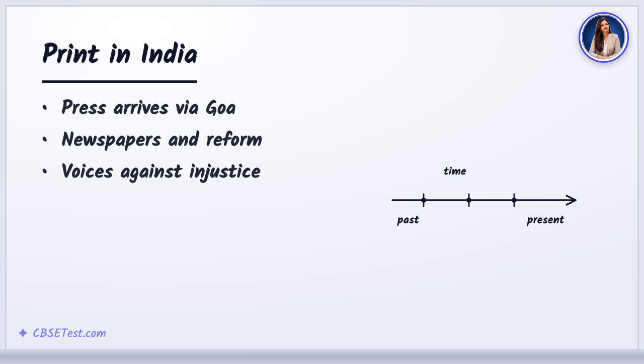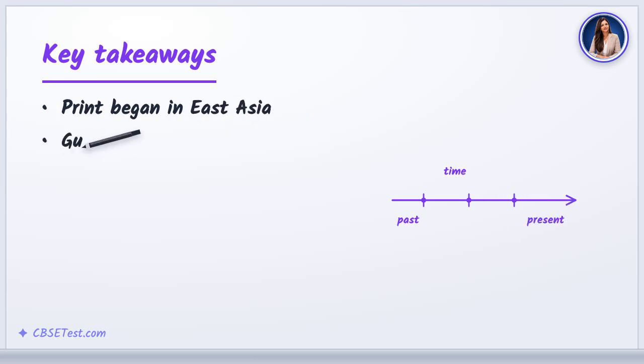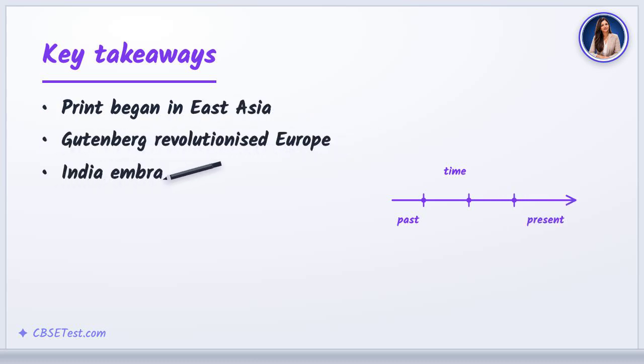To recap, print culture began in East Asia and was transformed by Gutenberg's press in Europe. It spread ideas, sparked reform and debate, and in India became a powerful tool for change.